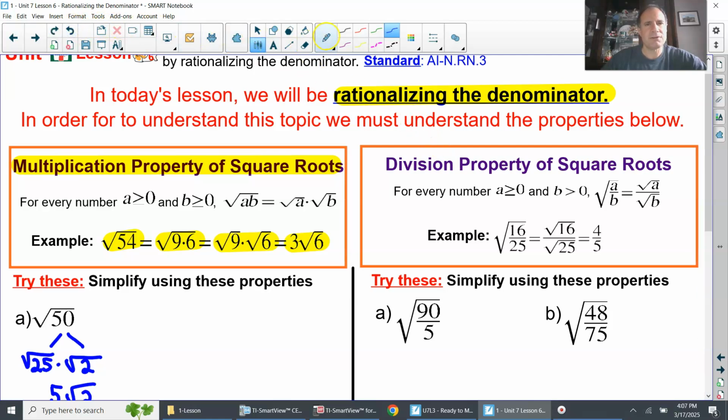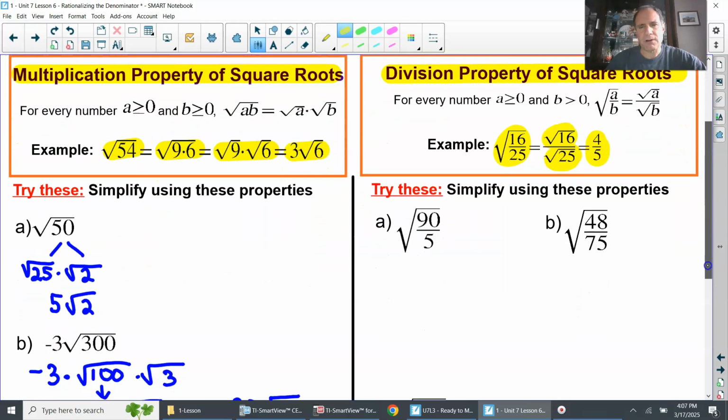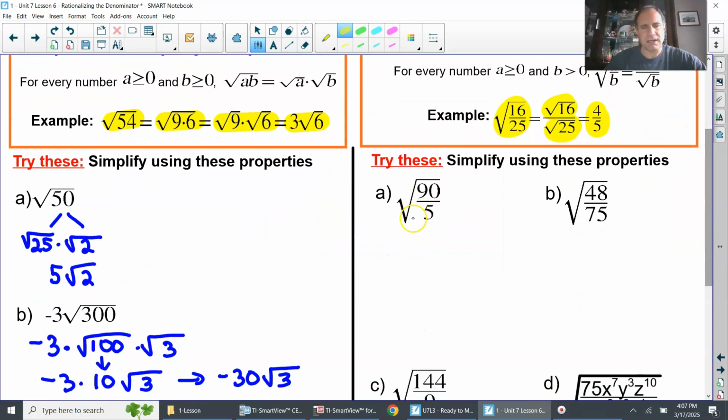division property of square roots. So the division property of square roots says that if you have this kind of example right here, you could split that numerator and denominator up. So it could become the square root of 16 over the square root of 25. And the square root of 16 is a perfect square. It's 4. Square root of 25 is a perfect square. It's 5. So let's see if we can work and simplify these right here.